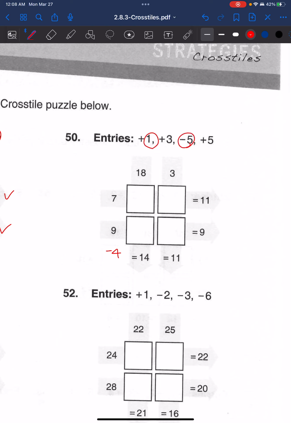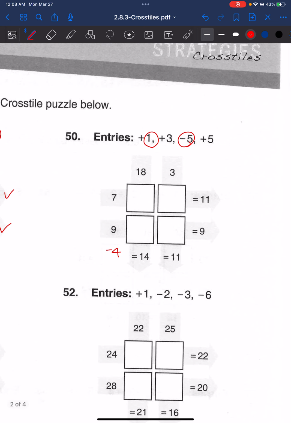Now to figure out if negative 5 goes in here or here, we're going to look at the horizontal rows. To get from 7 to 11, we need to add 4. And the combination that works for plus 4 is 1 and 3. So we know that 1 should go in here and negative 5 goes in here. Now the number that we're left with is 5.